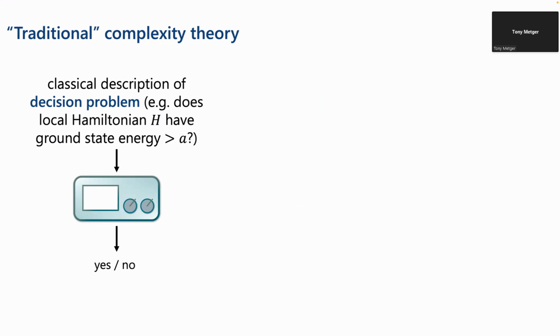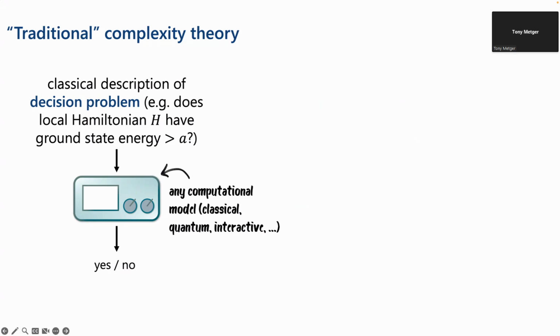Okay, so what is it that we do in traditional complexity? Even in quantum complexity, what we study is classical input, classical output problems, right? The most standard quantum complexity question is local Hamiltonian, where I just give you a description of a local Hamiltonian. I ask you, is the ground state energy above some threshold, below some threshold? The answer is yes or no. And in the middle, there's some computational model, which could be classical, it could be quantum, it could be interactive, it could be some post-quantum thing. But it's purely a classical input, classical output kind of setup, right?